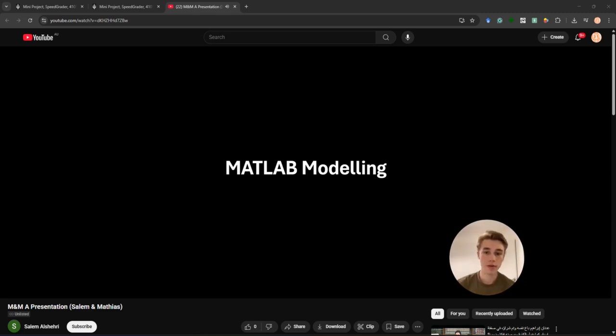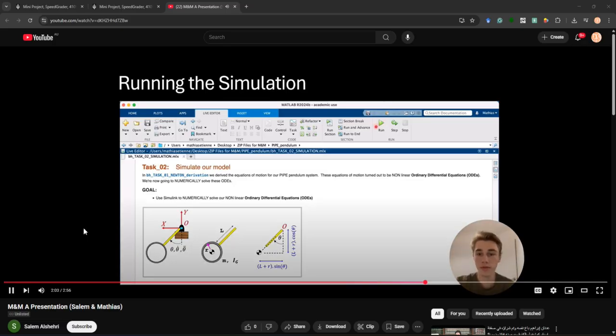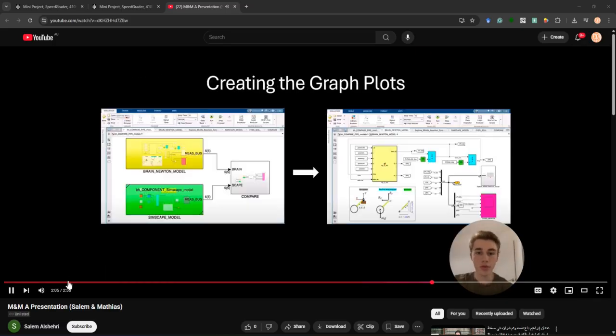Hey, I'm Matt. Our goal is to verify the calculations we derived by obtaining values from the MATLAB model and comparing these values to our hand calculation. The first step is to run the task2 script file, which will run the script and open up the Simulink file. We will be using the Newton model to obtain our values.